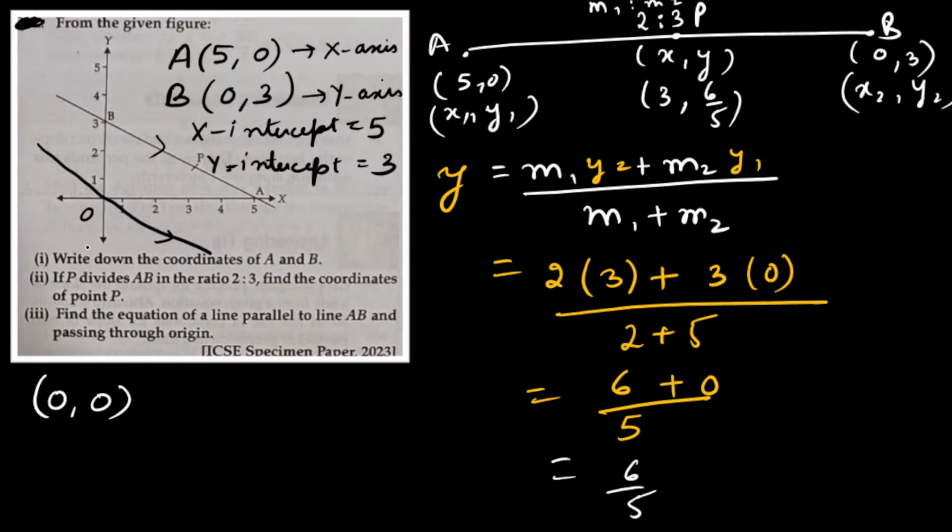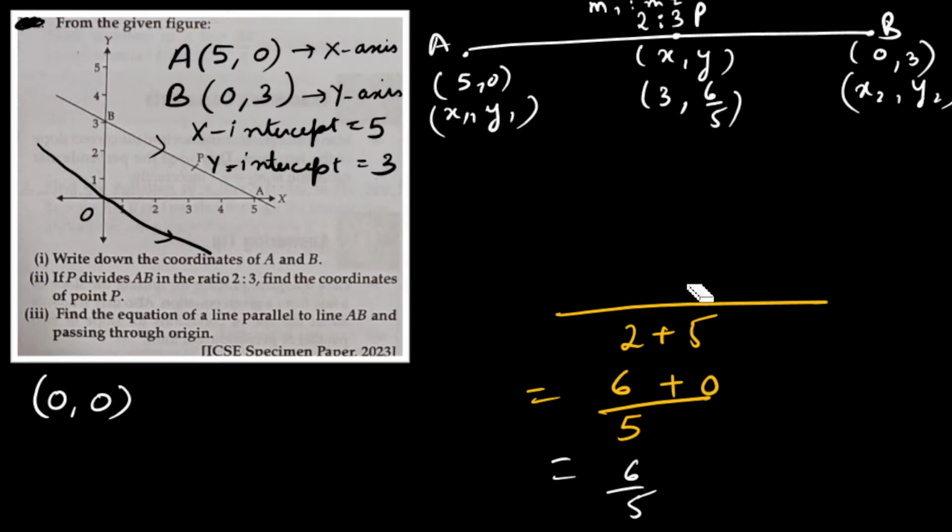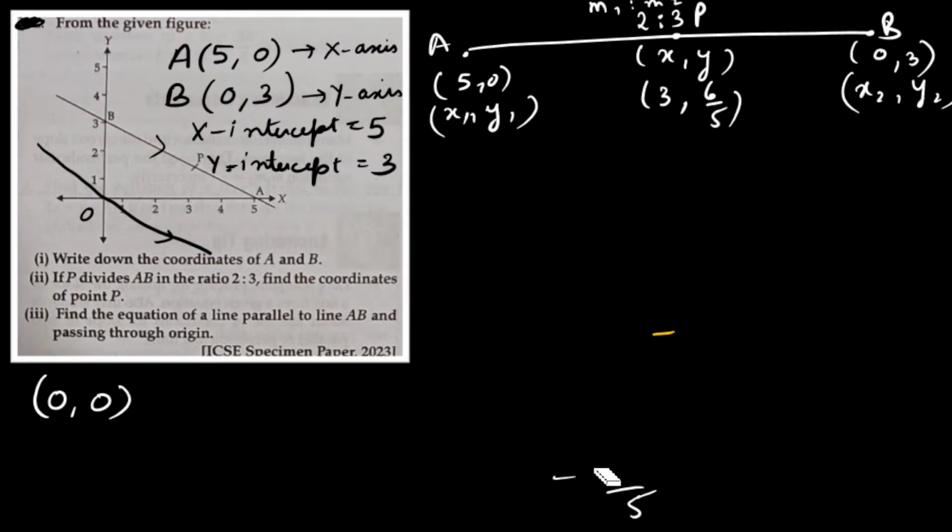Whose equation do we have to find with this line? The line which is parallel to AB. That means its slope will be equal to the slope of AB. If lines are parallel, their slopes will be equal. That means we can find the slope of AB.